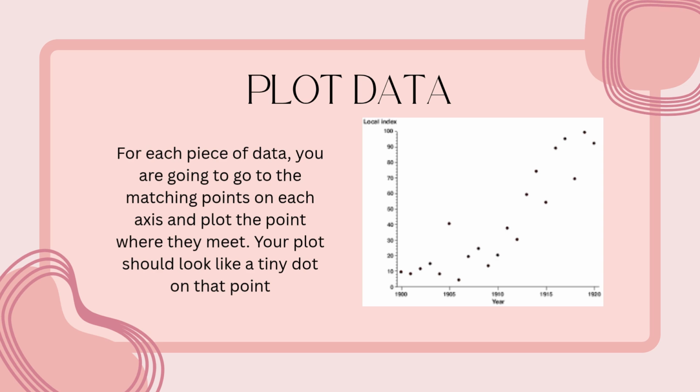Then we need to plot our data. So for each piece of data, you're going to go to the matching points for each axis, and then find your way up and find your way across to figure out where those 2 points meet. Where they meet, you're going to put a small little dot, and that will show your data plot. And each x and y correspondent will get a data plot.